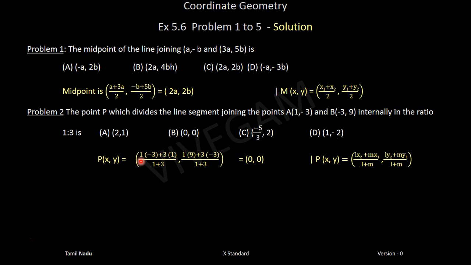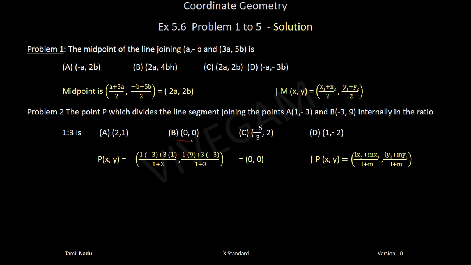Substituting that, you get L into x2. x2 is minus 3, this is x1, y1 and this is x2, y2. So L into minus 3 plus M, which is 3, into x1, which is 1, divided by L plus M, that is 1 plus 3. Similarly, L is 1 into y2, y2 is 9, plus M, which is 3, into y1, that is minus 3, divided by L plus M. So minus 3 plus 3 is 0, 0 by 4 is 0. Similarly, 9 minus 9 is 0, 0 by 4 is also 0. So the coordinates of the point P are (0, 0). That is basically option B.